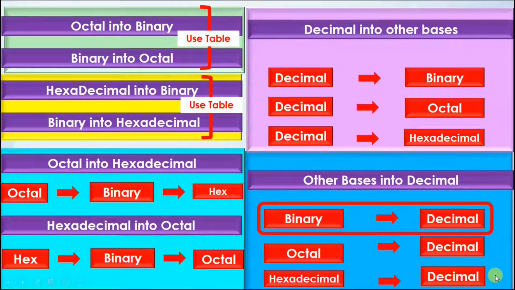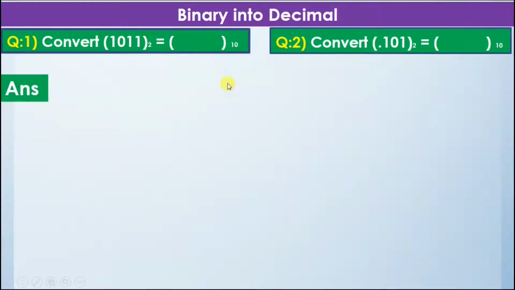So first of all, we will look at how can we convert a binary number into a decimal number. So let's move ahead. Now we will see how to convert binary into decimal using whole numbers as well as floating point numbers. First of all, we will see how to convert binary into decimal using a whole number. As you can see in the question, we are given a binary number 1011, and we have to convert it into decimal.